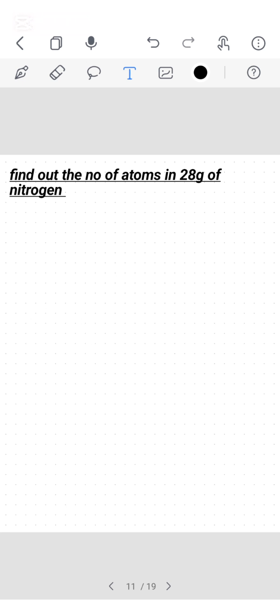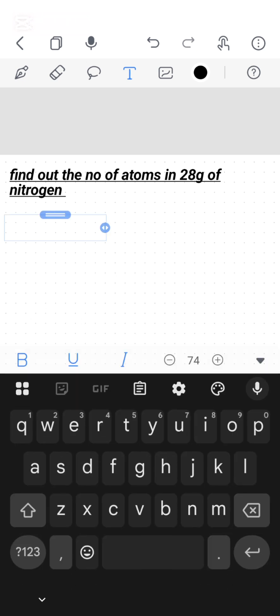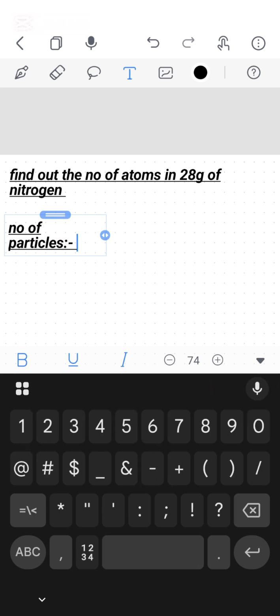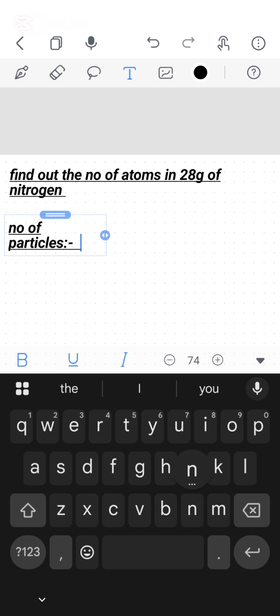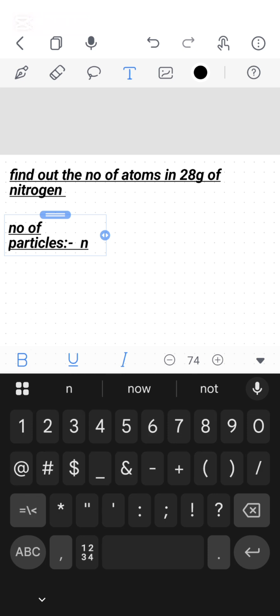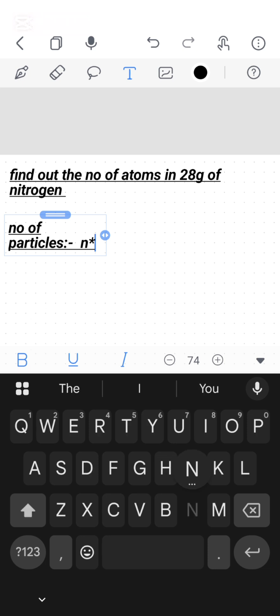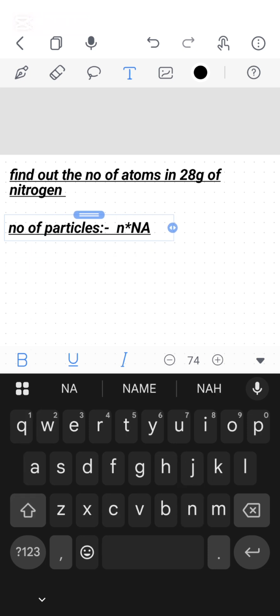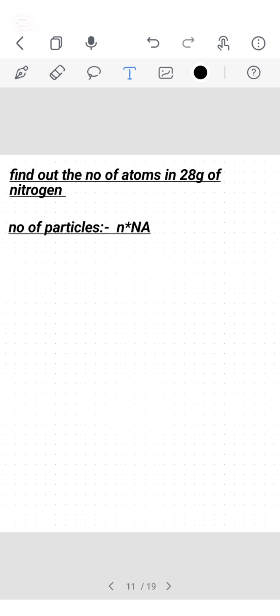So firstly, what I discussed, that firstly we will be writing the formula. Number of particles is equal to n, and note that the mole representative n would be written in a small n, not a bigger N. When you write a bigger N, it represents the nitrogen sign. So let's write it in a small n. So n multiplied by N_A. So that is the formula of the Avogadro number.